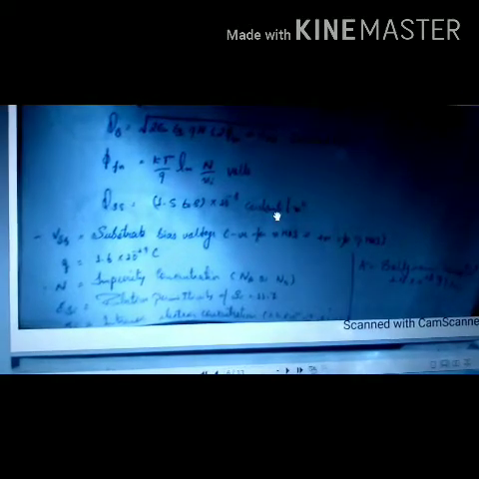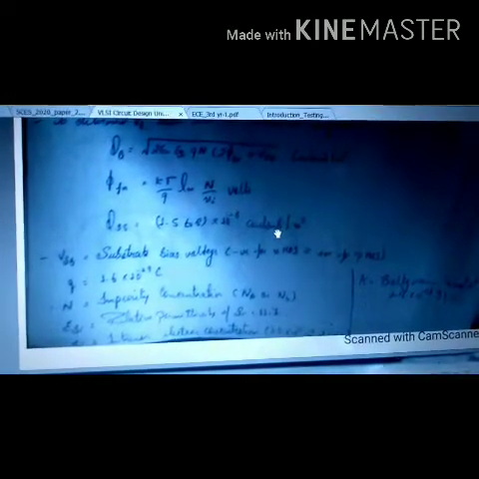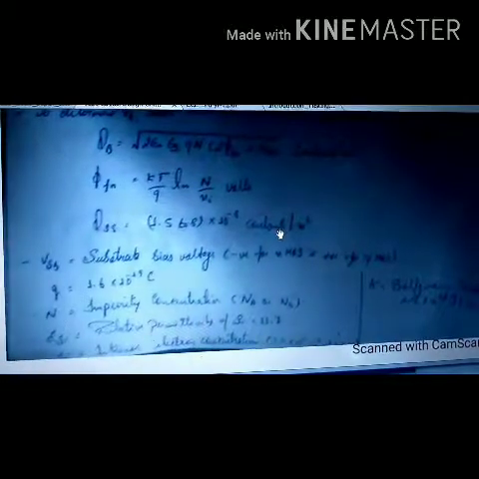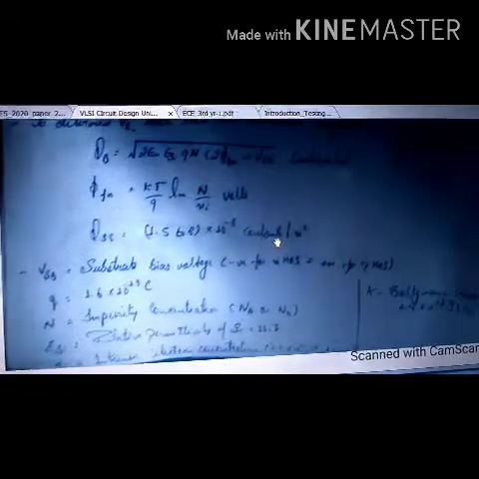Q is the charge of an electron, its value is 1.6 into 10 to the power minus 19 Coulomb. N is the impurity concentration. Normally Na is used for acceptor concentration and Nd is used for donor concentration. Relative permittivity of Si is 11.7, that is the epsilon Si value. Ni is the intrinsic concentration and its value is normally 1.6 into 10 to the power 10 per cubic centimeter at 300 kelvins, but this value is for silicon only.